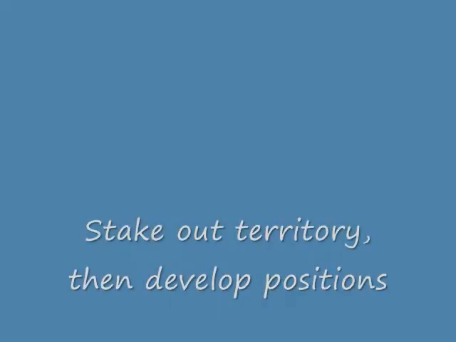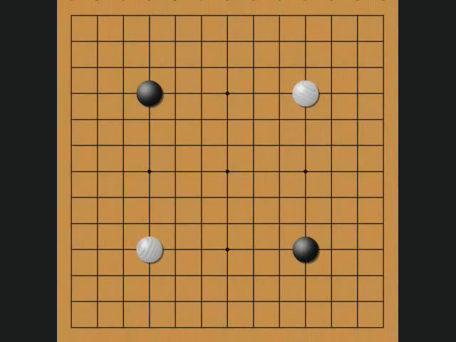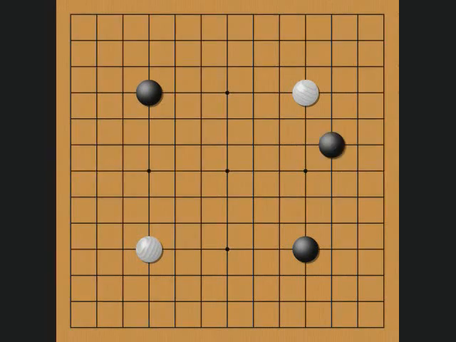Think of the game, initially, as staking out territory. Territory is, after all, the goal of the game, so it's very common for both players to use their first moves to stake out the 4 corners, something like this. After this, you can try to expand your claim, or challenge the opponent's claims. This is something of a challenge move.